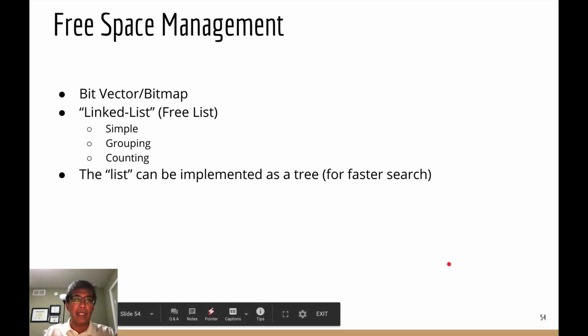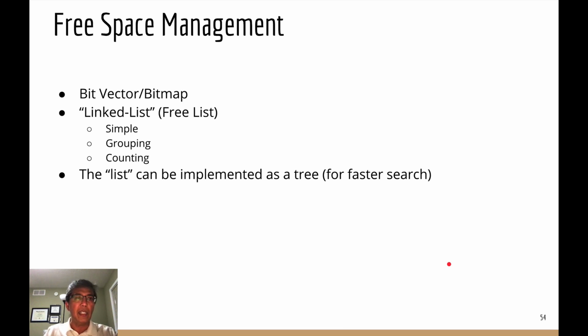There are two major techniques for free space management. The first technique is the easiest. It uses an array of bits or a bitmap. The second technique uses a linked list that chains your free blocks together into a long list of free blocks. For improved performance, the list can be replaced with a tree.